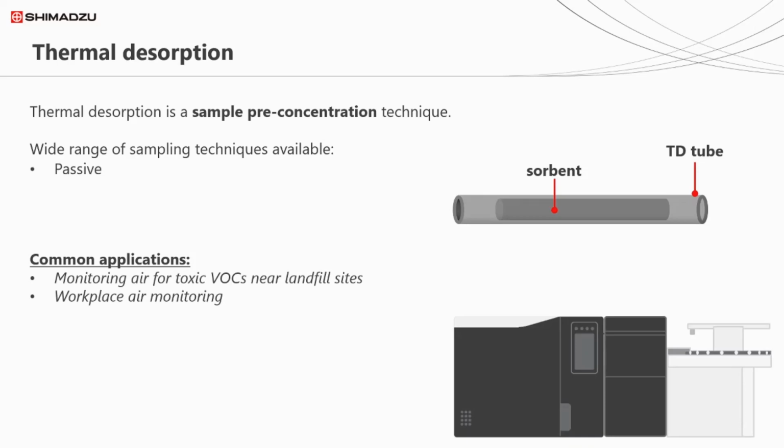Passive sampling is where a tube is left in an environment and the analytes trap onto it through passive diffusion. This is commonly used for the monitoring of air near landfill sites.